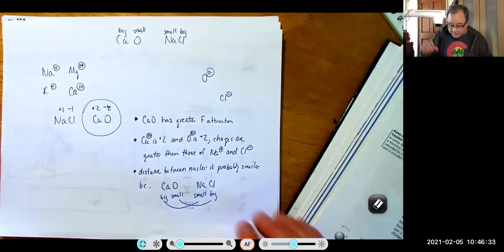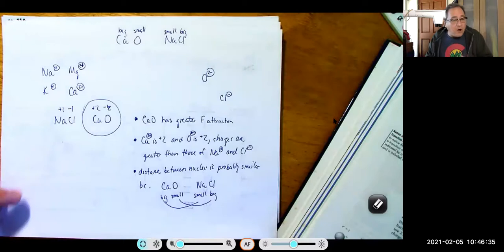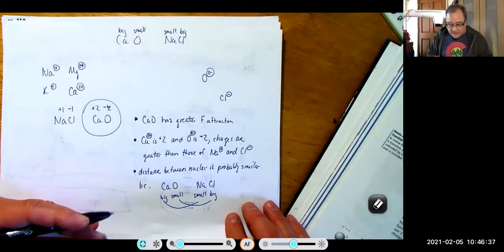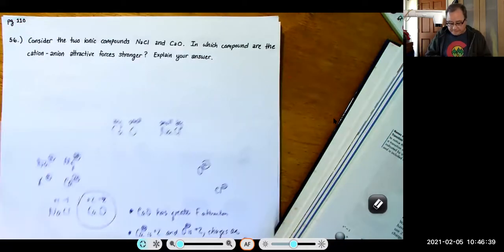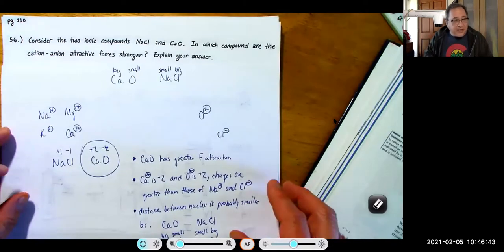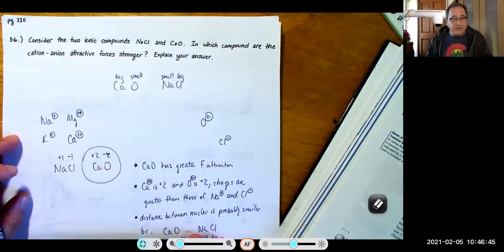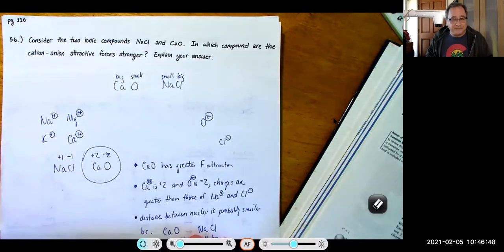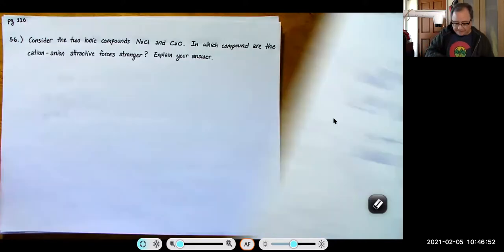But this would be sufficient, and we've covered all the things that affect the force of attraction, which are charge and distance. Any questions about that? Okay, then we're going to move on.